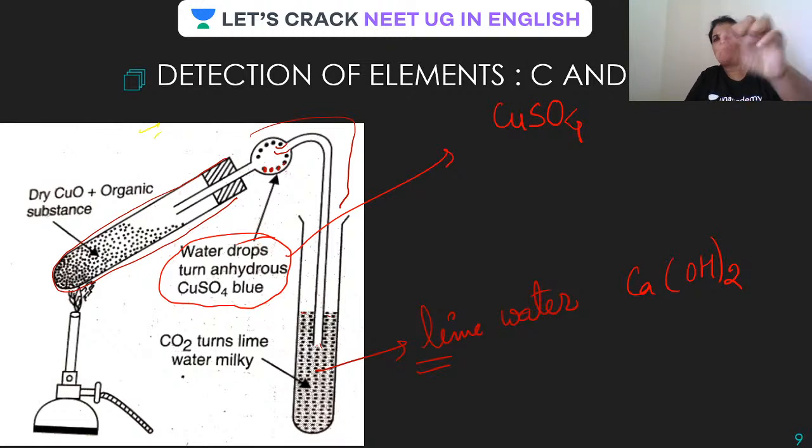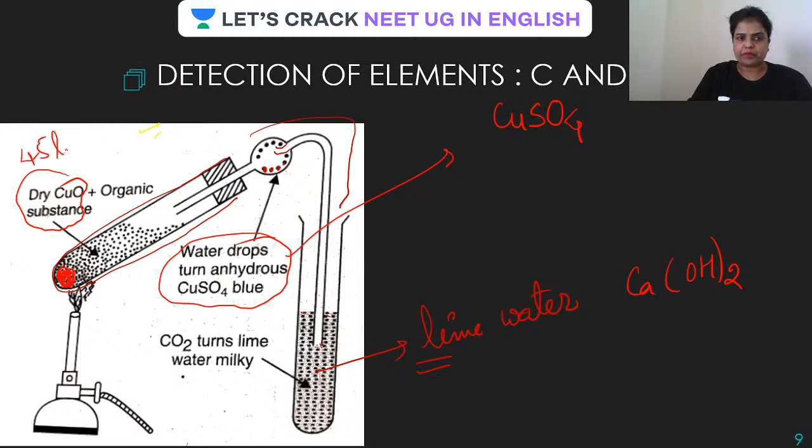Now, just take a pinch of that. I'm repeating, just take a pinch of the organic compound and ensure that you take almost 4 to 5 times the weight of the organic compound you have taken as CuO. Suppose this is a pinch, this should be almost 4 to 5 pinches. I hope it is clear.